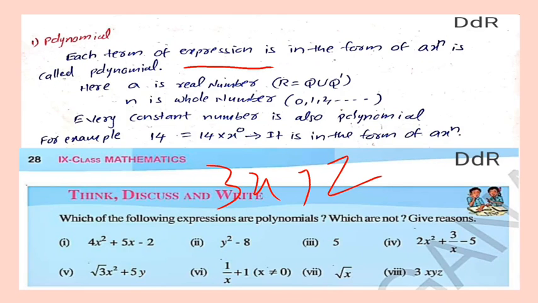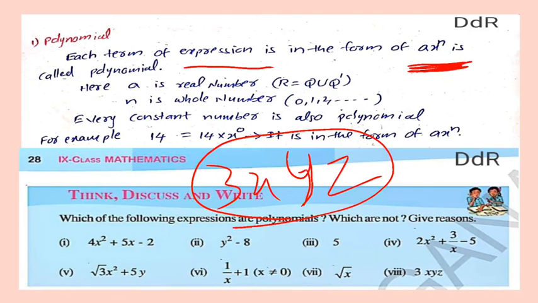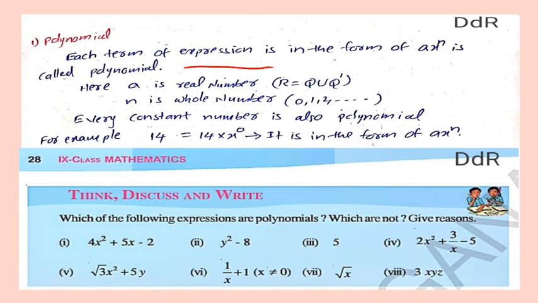Why? Because here it is 3xyz, we should consider only one term, not four terms. It is only one term. But according to the definition of polynomial, ax to the power of n, only a single variable must be there. But he gave three variables with only one term. So that is why it is not a polynomial.